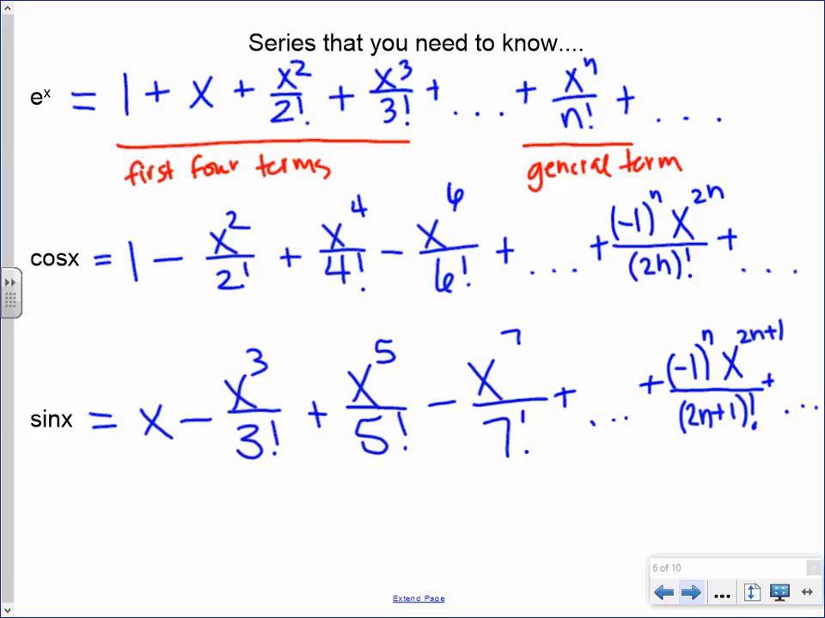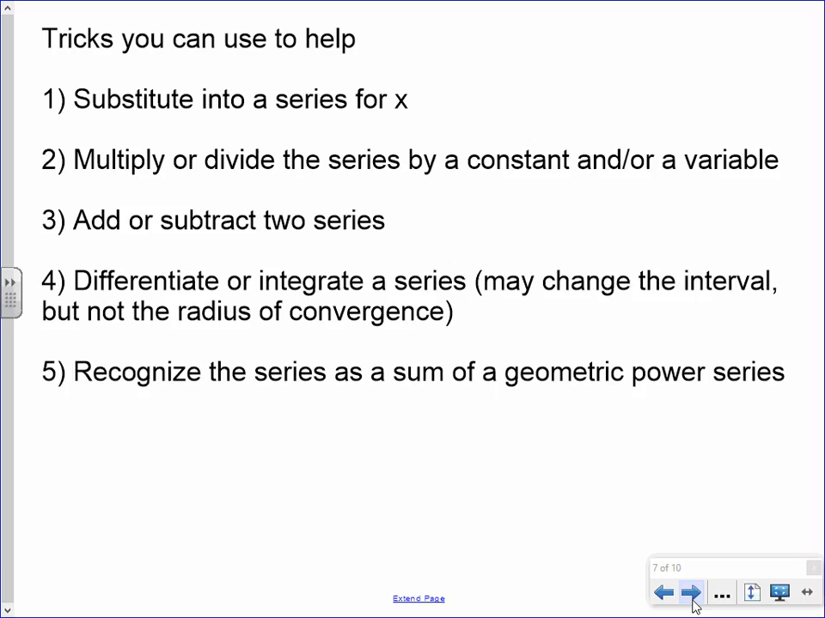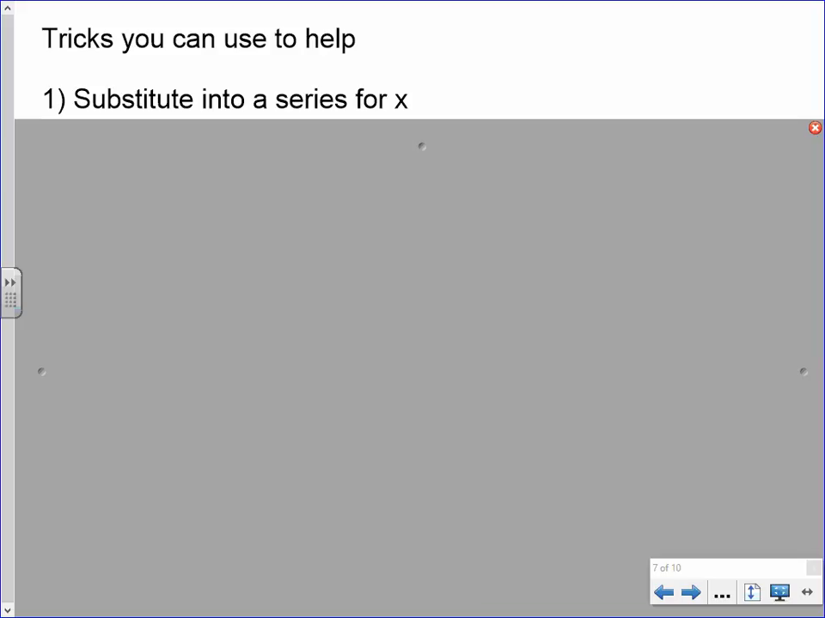So if we can work with these basic series, it can help save us some time later on. Okay? And here are some things that we can do with problems that get more complicated. With these series right here, we can substitute things in for x into a series we already know. For example, like the series of e to the 2x, we can take the series of e to the x and just replace all the x's with 2x, and we cut our time in half because we already know the series of e to the x.